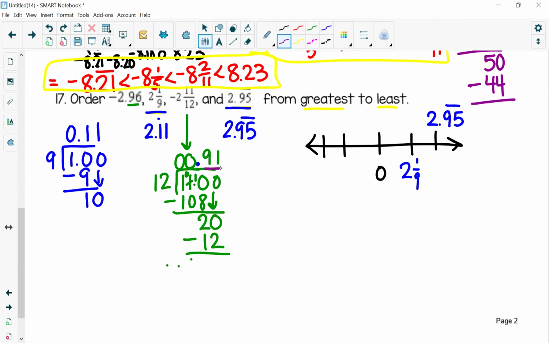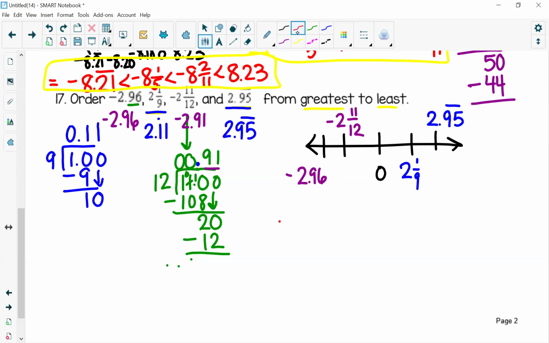Okay, so this would be a negative 2 and 91 hundredths. This is a negative 2 and 96 hundredths. So negative 2 and 96 hundredths will be further away from 0 than negative 2 and 11/12.